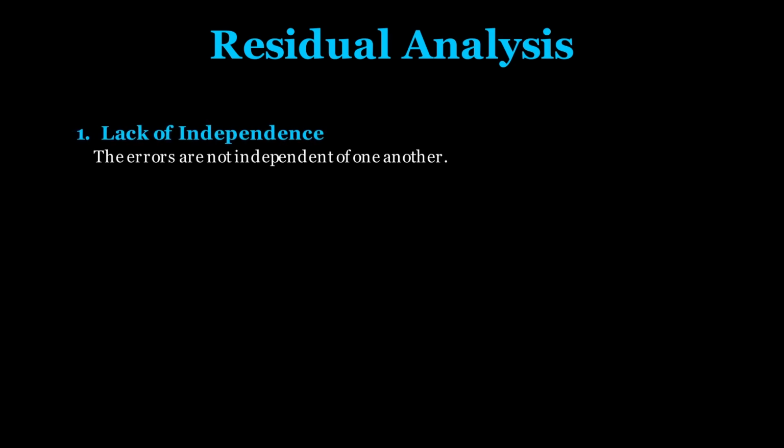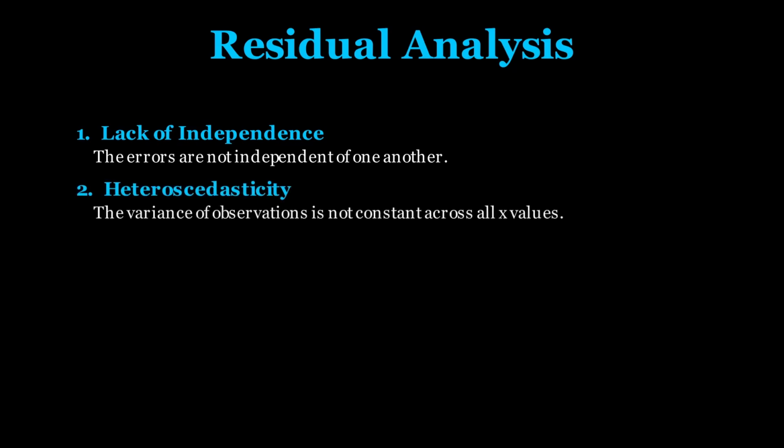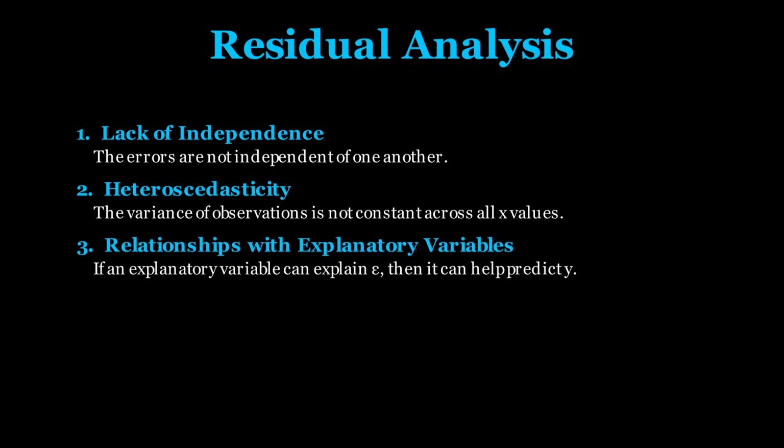The first thing to check is lack of independence. The errors may be correlated with one another, violating a core assumption of least squares regression. Next is heteroscedasticity. The variability of observations may differ across levels of the predictor, breaking the constant variance assumption. We also want to watch for relationships with explanatory variables.